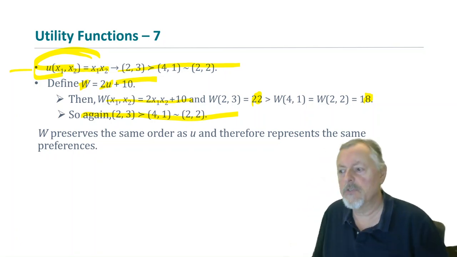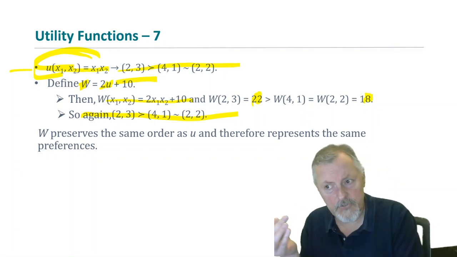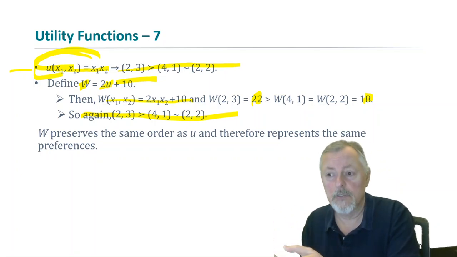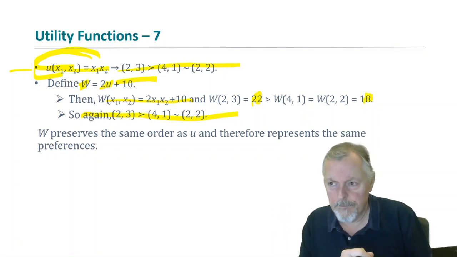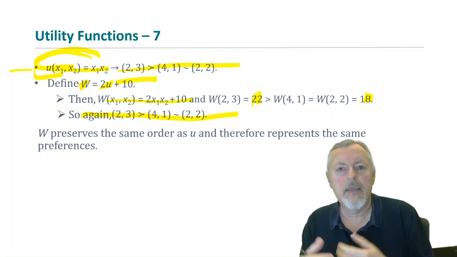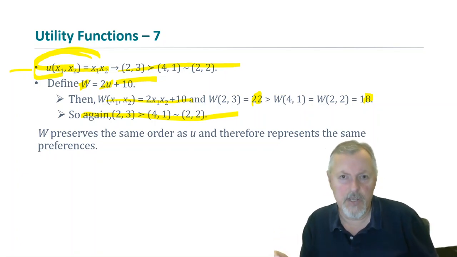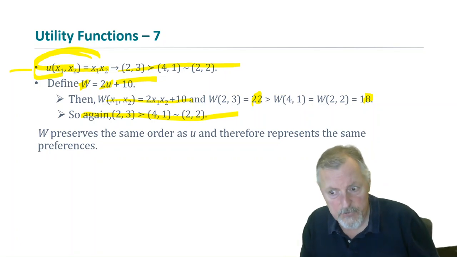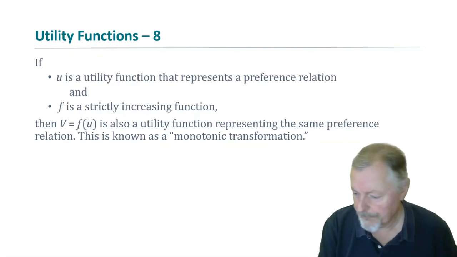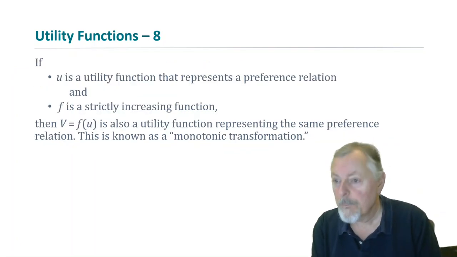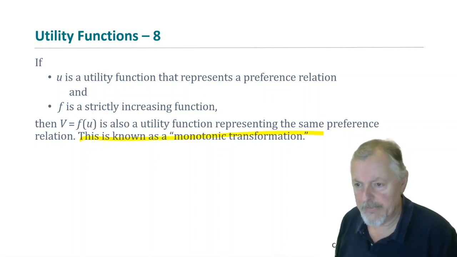This, again, shows that any function that describes the choice architecture, the preference relations of a set of choices, can be transformed in an infinite number of ways and represent exactly the same choices, exactly the same preferences, so long as your transformation doesn't change the ordering. Monotonic transformation.